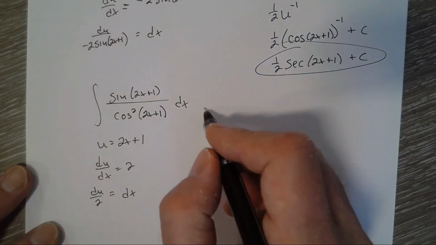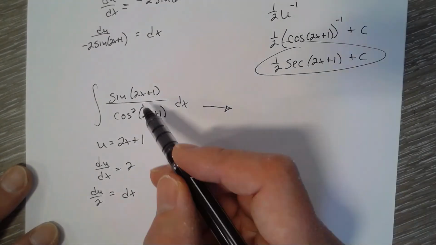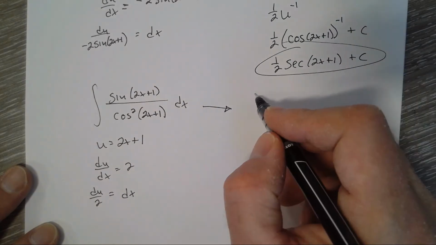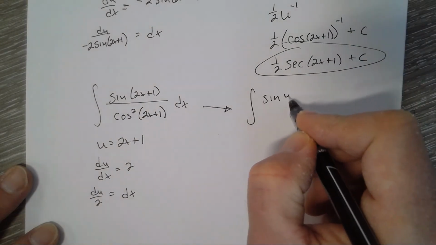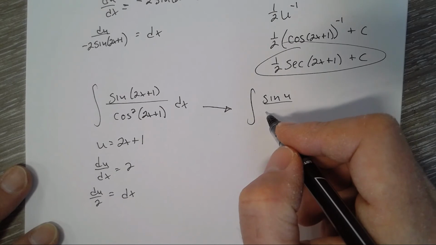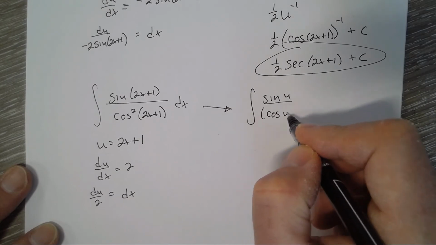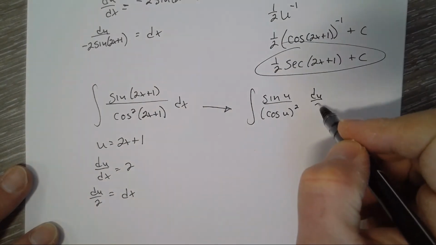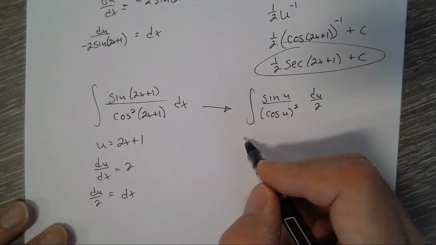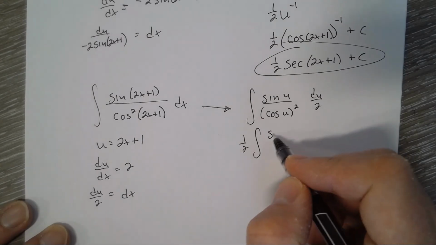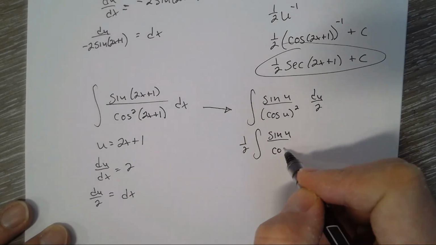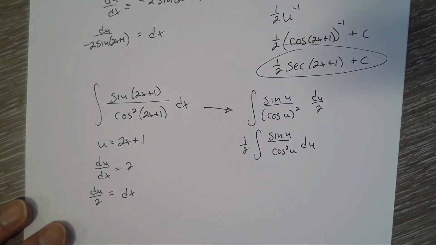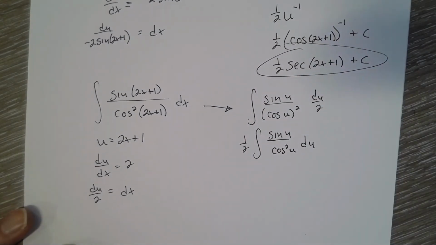Okay, so we have to somehow write this in terms of just u. Well, we have a couple different u's. So it's the integral of sine of u over cosine of u squared, and dx is du over 2. Okay, so we need to know what the antiderivative of sine u over cosine squared u would be.